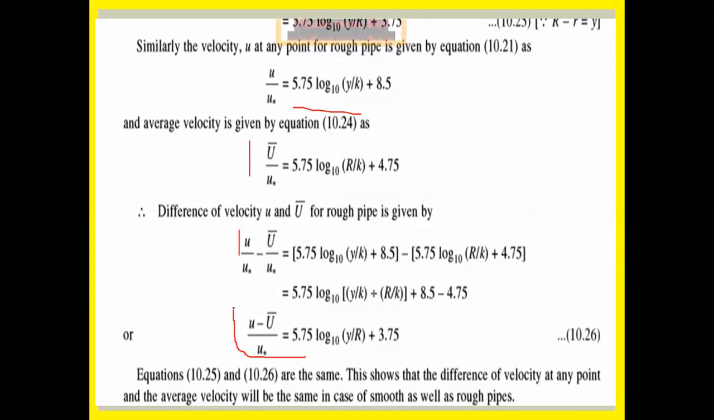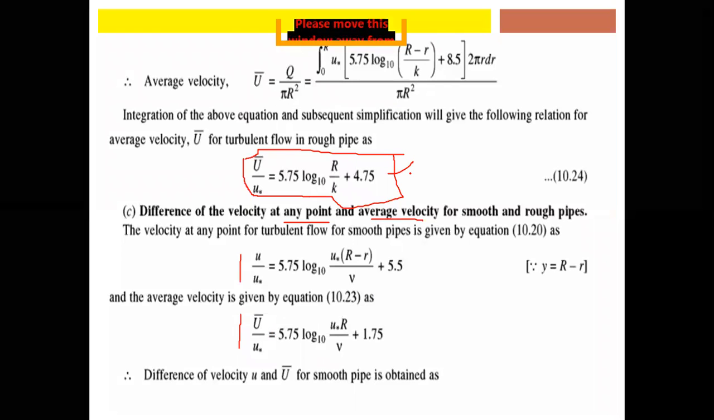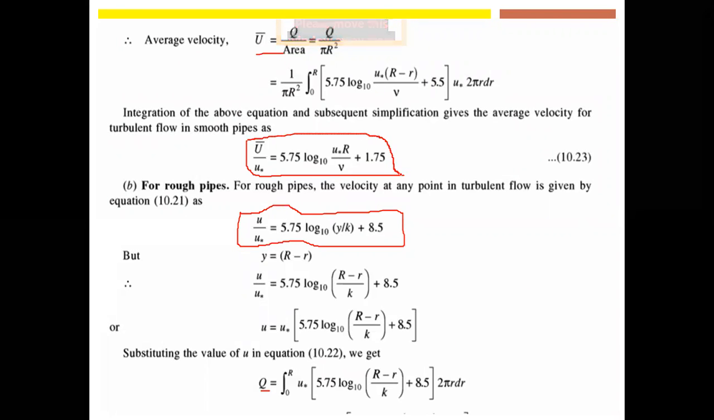You will not get a question on it, so I am not discussing the derivation. This is the formula for the velocity at a point for rough flow or smooth pipe. This one is for the rough pipe, and this one is for the smooth pipe. These formulas have already been written in the formula sheet.